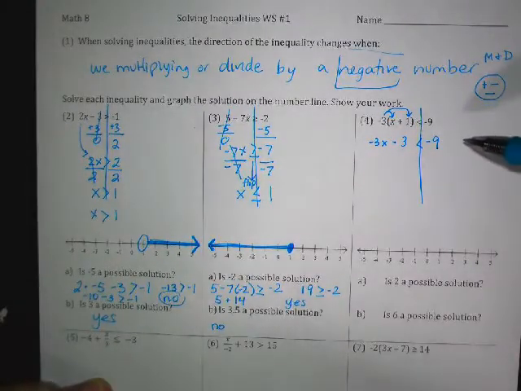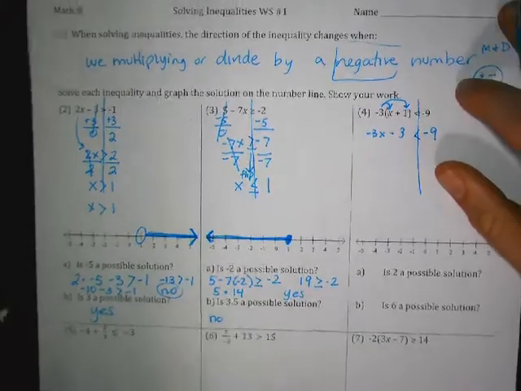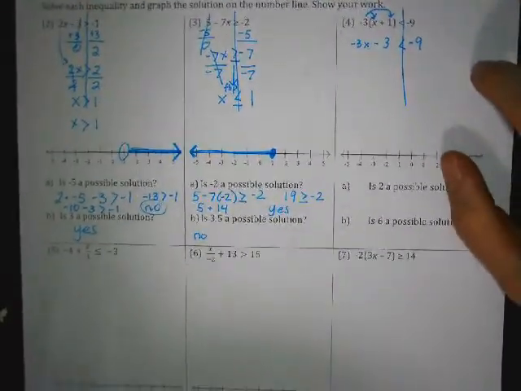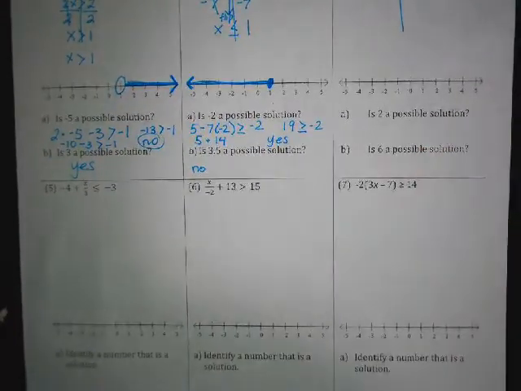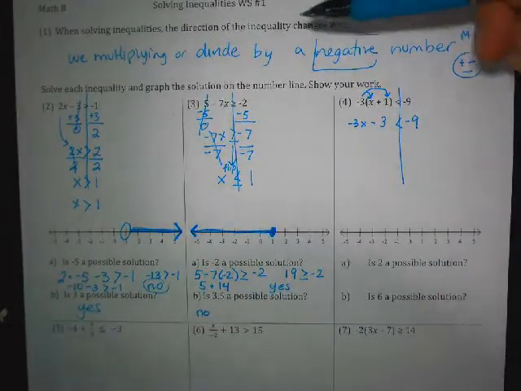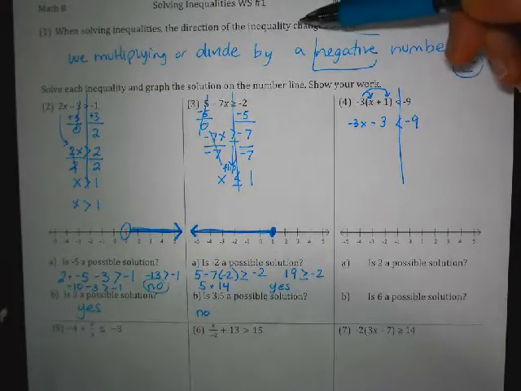So I would like you to finish this problem, number 4, on your own, and go ahead and finish the rest of this worksheet. So you have all of these problems, 5, 6, and 7. The same types of problems. And remember, your main goal right now is coming back to this: if you multiply or divide by a negative number, you need to switch that inequality sign.